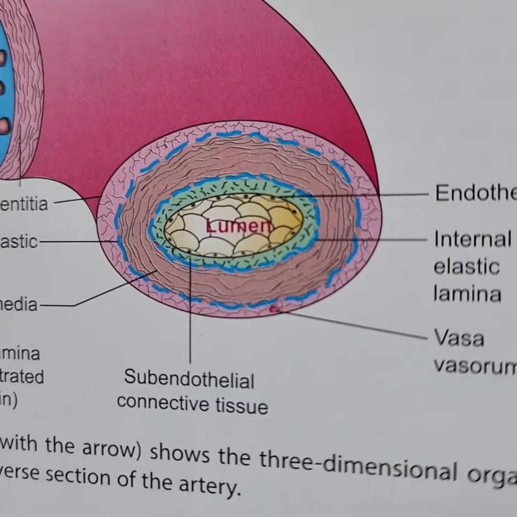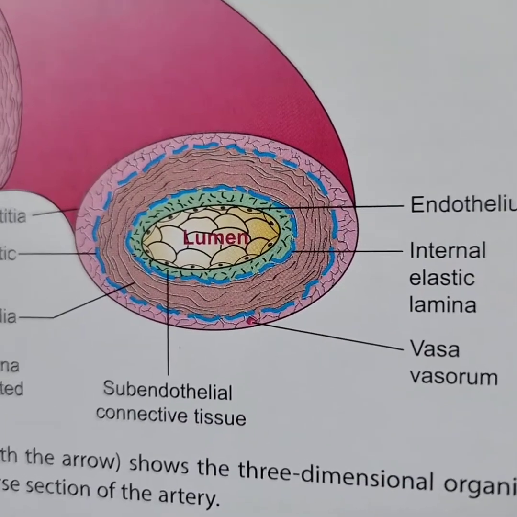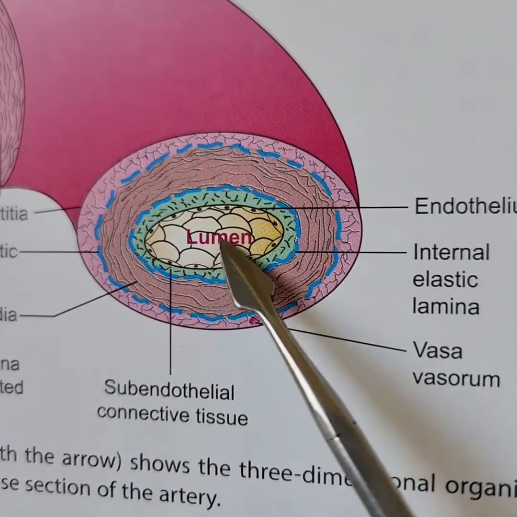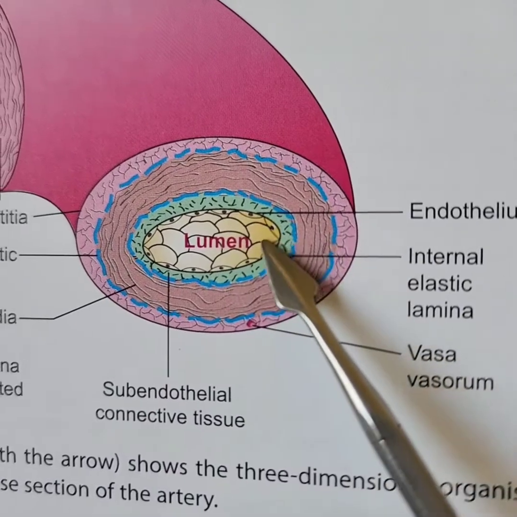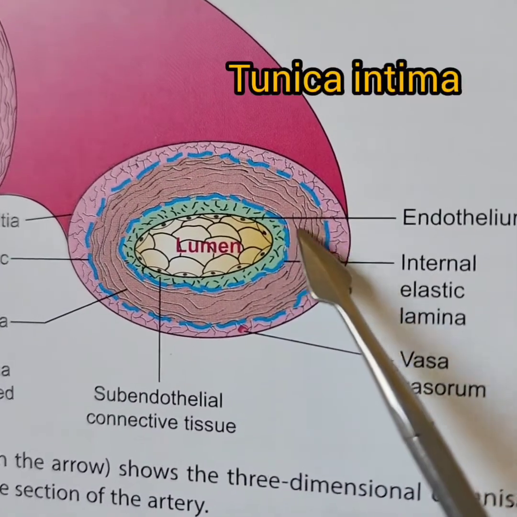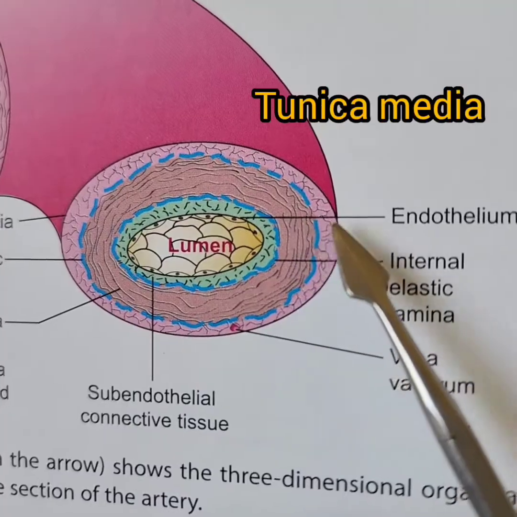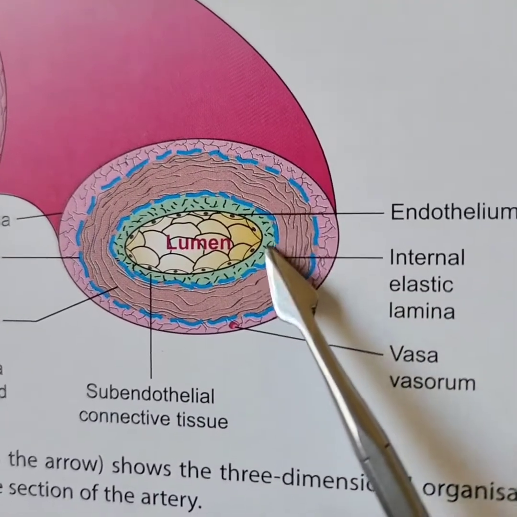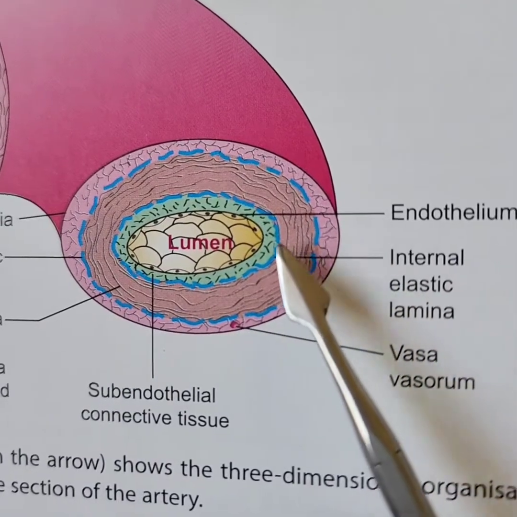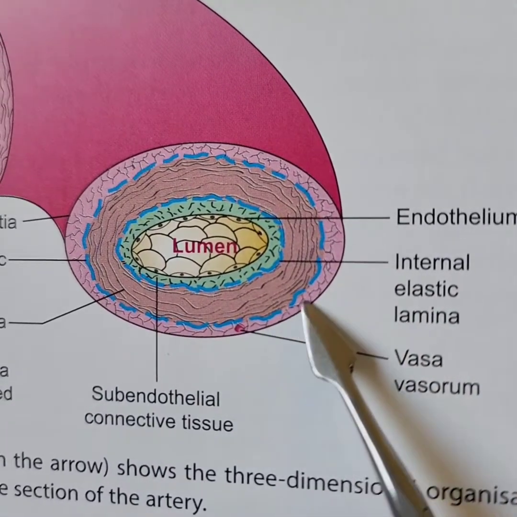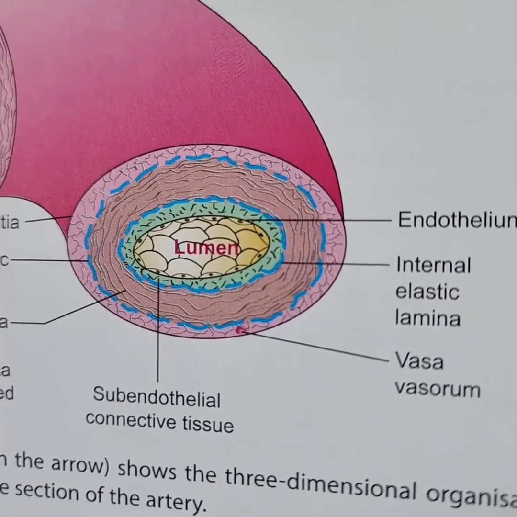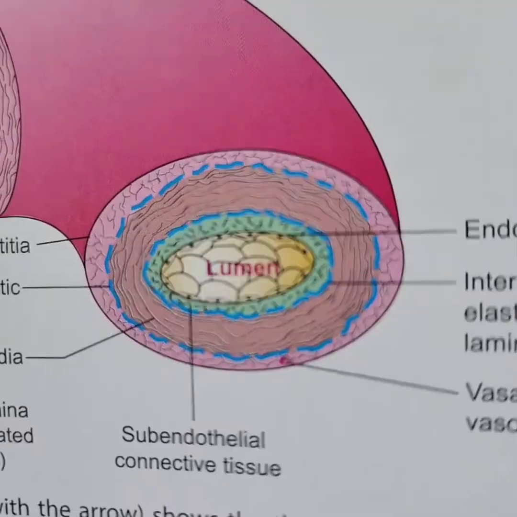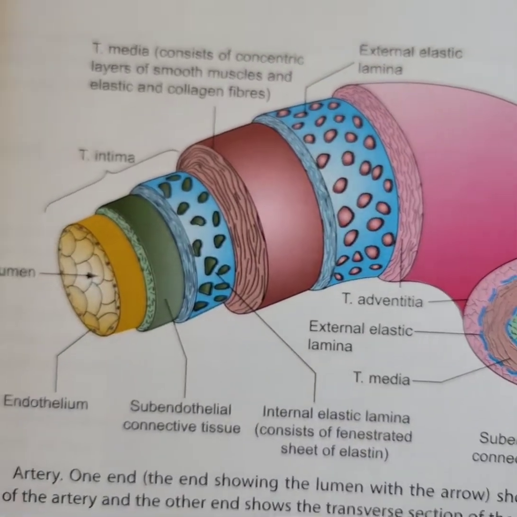diffusion. For easy understanding and learning purposes, we divide the vessel wall into 3 different layers. This is the lumen of the vessel, diagrammatic representation. So this is the innermost layer, tunica intima, and this is the middle layer, tunica media, and this is the outermost layer, that is tunica adventitia. Tunica intima, media and adventitia are separated by 2 blue discontinuous lines here. These are fenestrated elastic sheets. They are known as internal and external elastic lamina. Diagrammatically, we can see them separated here.